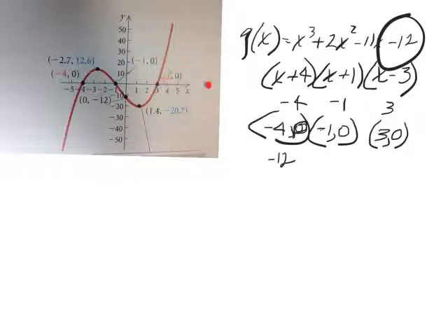The domain, obviously, this distance to this distance. And my range would be starting down here at negative infinity, going up. Even though it curves back down, it goes back up to infinity. So that would give you your domain and your range.